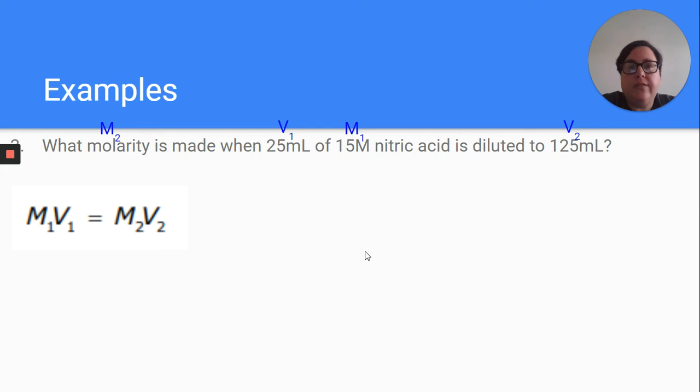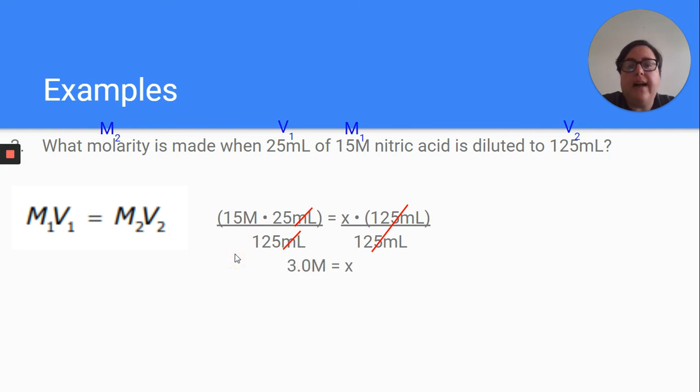Page 3 gives us our formula. We plug our values. We're going to divide by 125 so that we can get X by itself. That'll cancel out 125. Our milliliters cancel, leaving us with molarity as our unit. So we multiply, divide, and we get 3.0 molar. Now I've included the 0.0 to make that two significant figures.